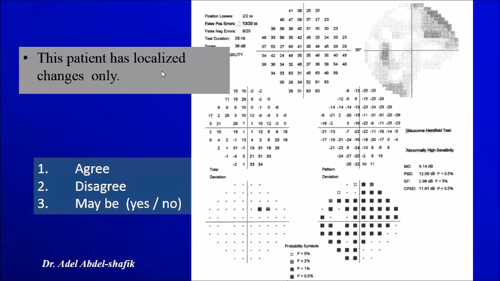Okay, so we have 3 persons agree, but we have 5 who disagree, and also we have Dr. Heba who wrote to me that there is no way to get localized changes without generalized changes. I'm repeating this for one reason. Let's remember that position 85%. Numbers here are very high. This field was done for a child, 11 years old.